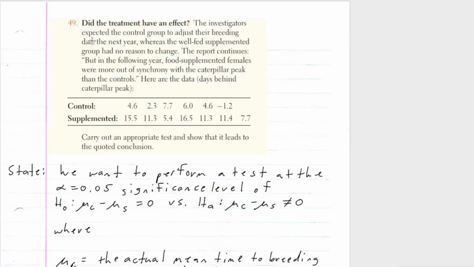Okay, so the investigators expected the control group to adjust their breeding date the next year, whereas the well-fed supplemented group had no reason to change. The report continues, but in the following year, food supplemented females were more out of synchrony with the caterpillar peak than the controls. Here are the data, days behind caterpillar peak.